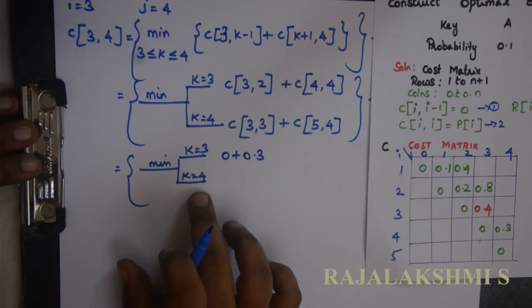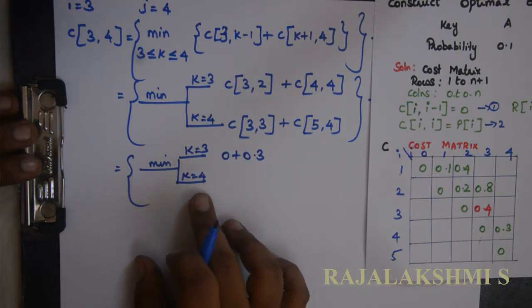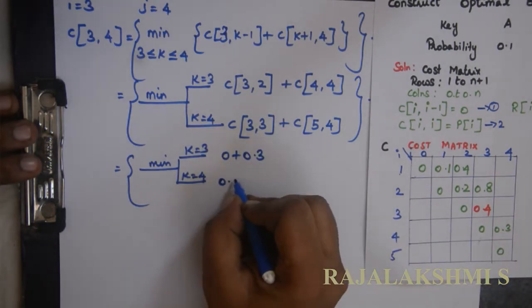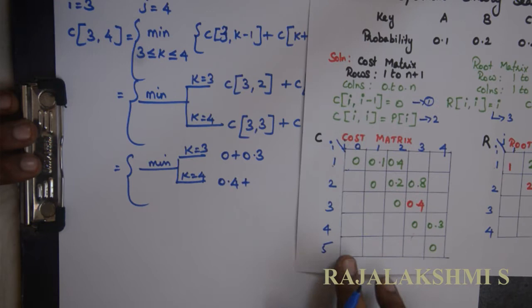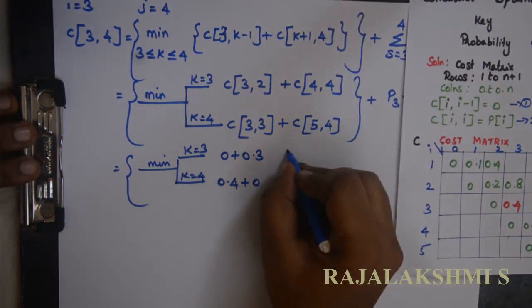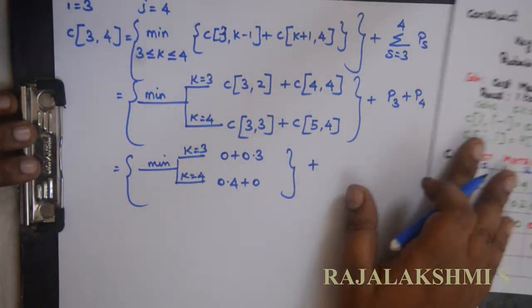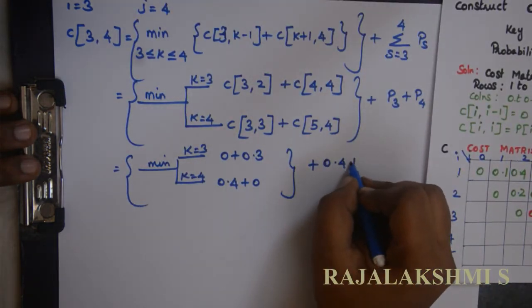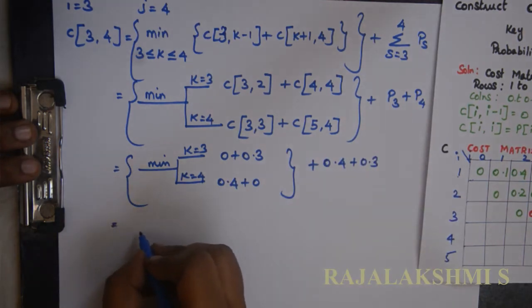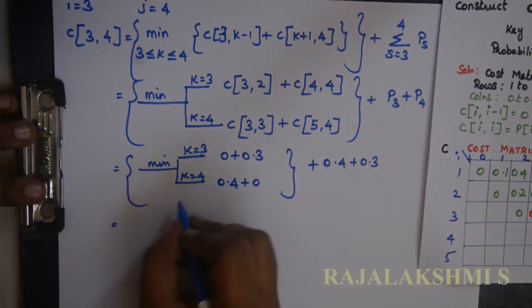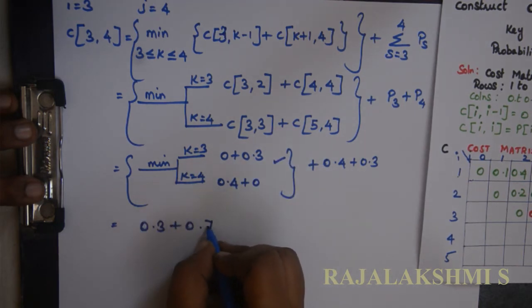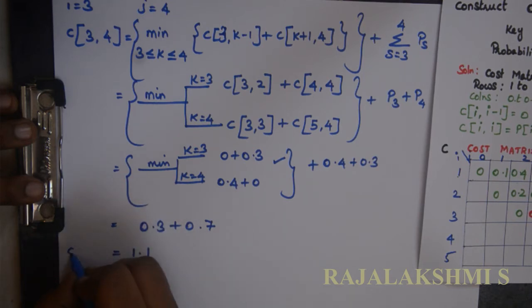And then k equal to 4: C of 3 comma 3, which is 0.4, plus C of 5 comma 4, which is 0. And here we are having P3 plus P4. So P3 is 0.4 and P4 is 0.3. So 0.4 plus 0.3. Here the minimum is 0.3, right? So 0.3 plus 0.7, we will have 1.1. So C of 3 comma 4 is equal to 1.1.